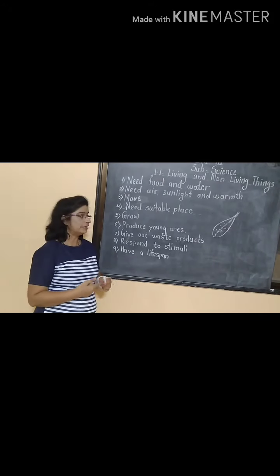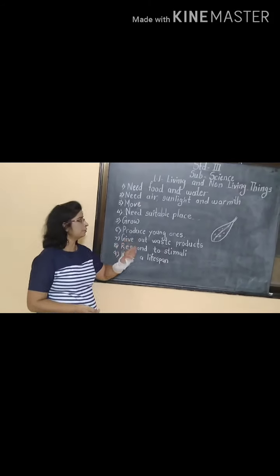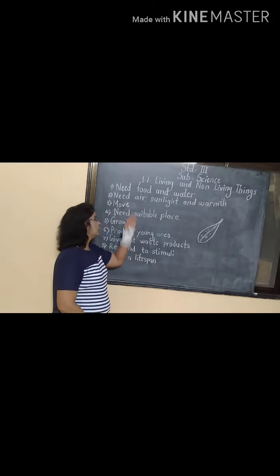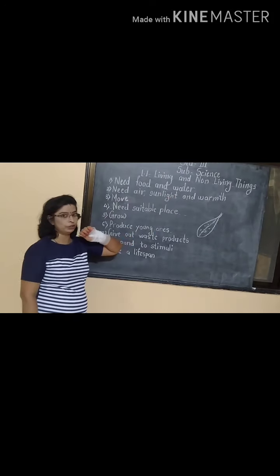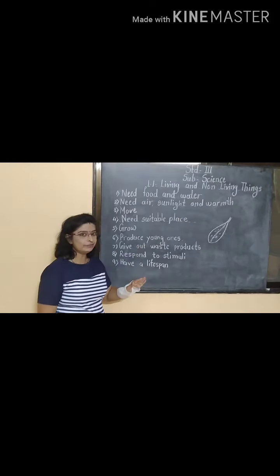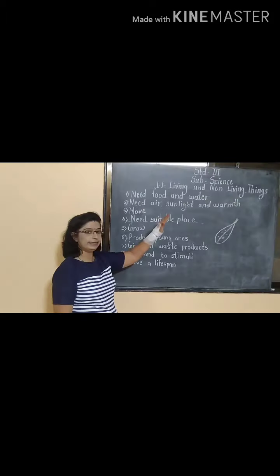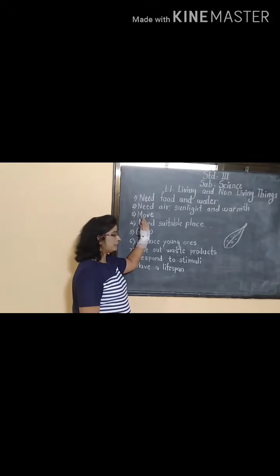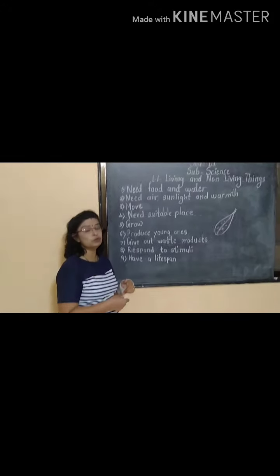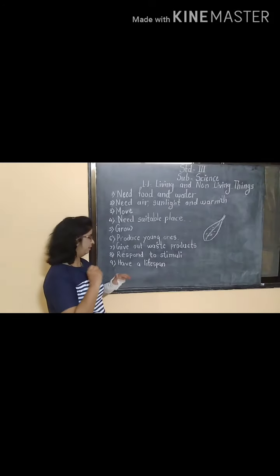Now see, today we discuss again the difference between living and non-living things. Living things need food and water to live. Non-living things do not need food and water to live. Living things need air, sunlight and warmth, while non-living things do not need food, air, sunlight and warmth to live. Living things move from one place to another. Non-living things do not move by their own self. They may move, but not by their own self.